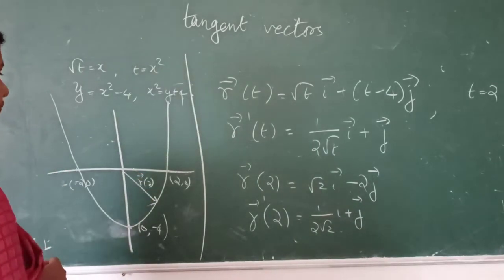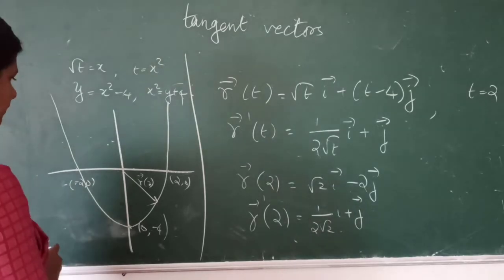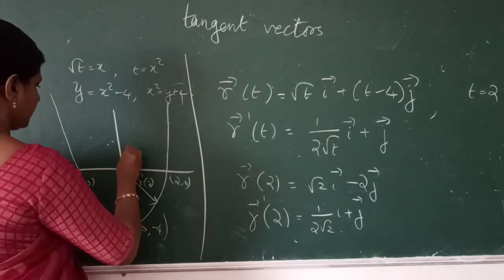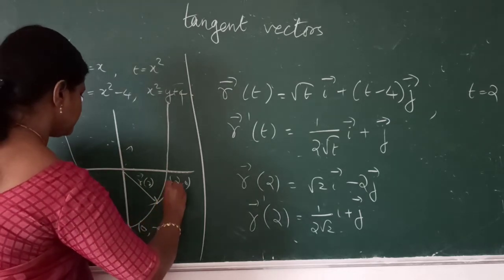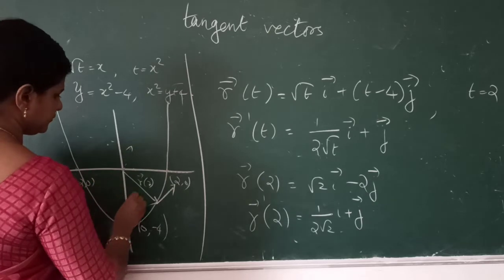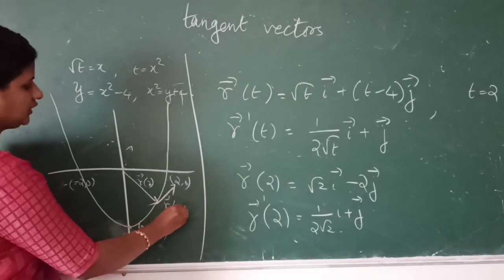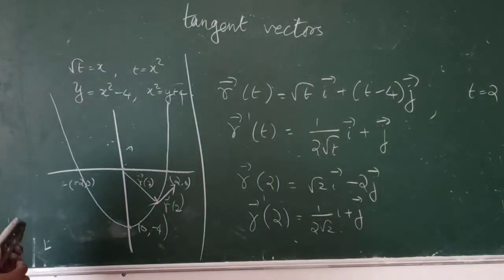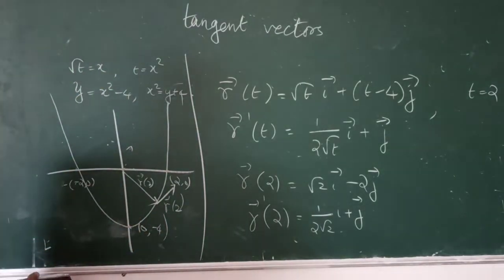And now we have 1 by 2 root 2, 1. That means the x value is nearly 0.335 and the y value is 1. So our vector is like this. And when we draw here, this is our tangent, parallel to this vector. So this is the tangent vector here, r bar dash of 2. Similarly, by finding the endpoints and also the vectors, we can mark any position vector and any tangent vector at the curves.